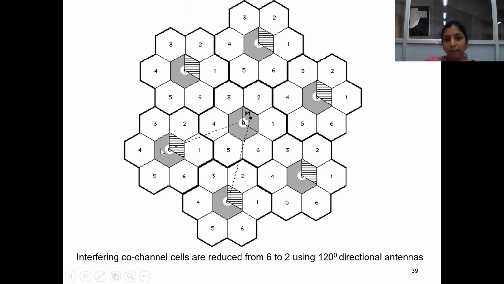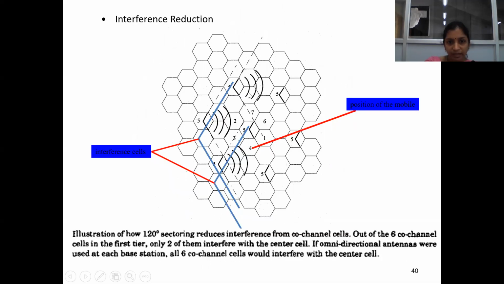But as we are using 120 degree sectoring, the interference from these cells goes in other directions. Only the interference from these 2 back cells will affect this center cell. So instead of 6 co-channel cells, the number of cells is now reduced to 2. These 2 cells only are causing the interference for this center cell. You can see the radiation pattern shown here. The cells marked 5 are all using the same frequency, and this cell has interference only due to these 2 co-channel cells.